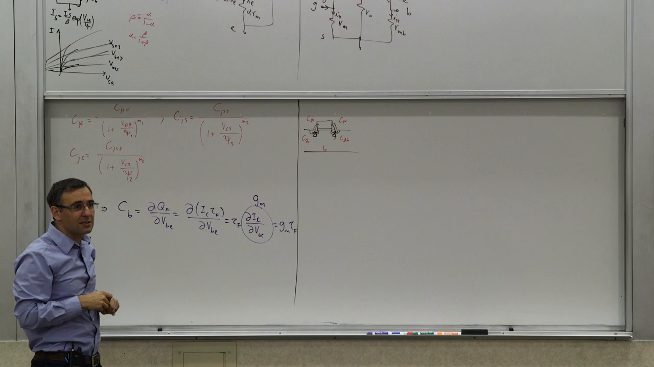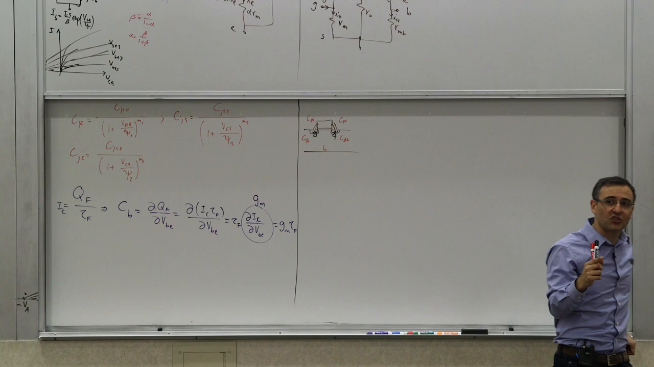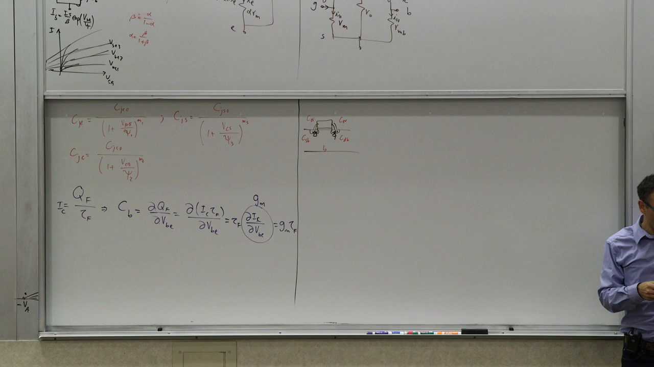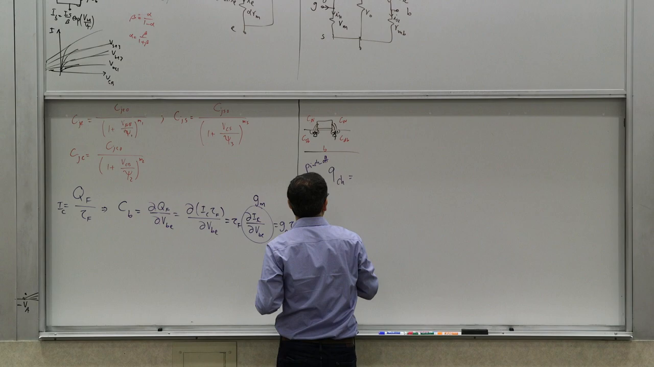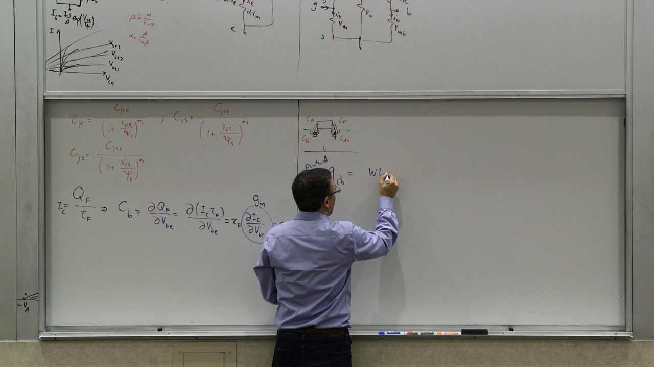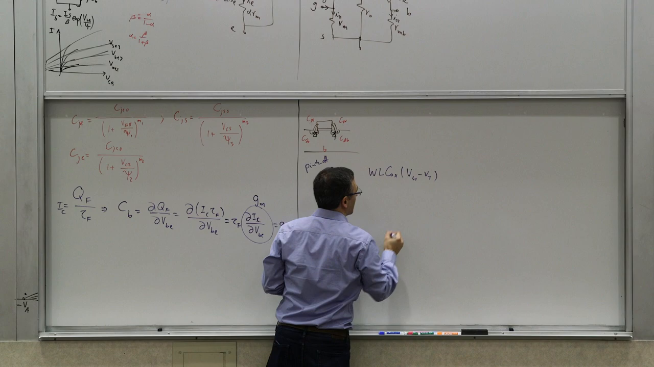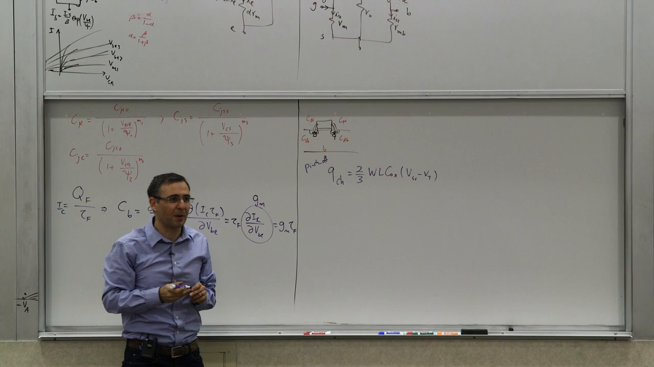But in pinch off, we did calculate something. We calculated the total charge in the channel. You remember we integrated the charge across the channel and we had this integral. Do you remember what that channel charge was? So there was a channel charge in the pinch off region, which is the region we are mostly interested in. There's a WLCOX element to it, and there's a VGS minus VT, which is the inversion charge, but there was a factor of 2/3 when we did that integration. You remember? It was a quadratic we integrated, so it became cubic, and so it gave 1/3. So that was what it was.